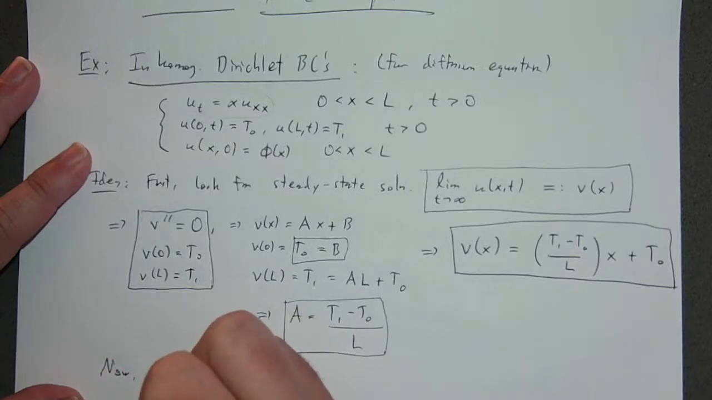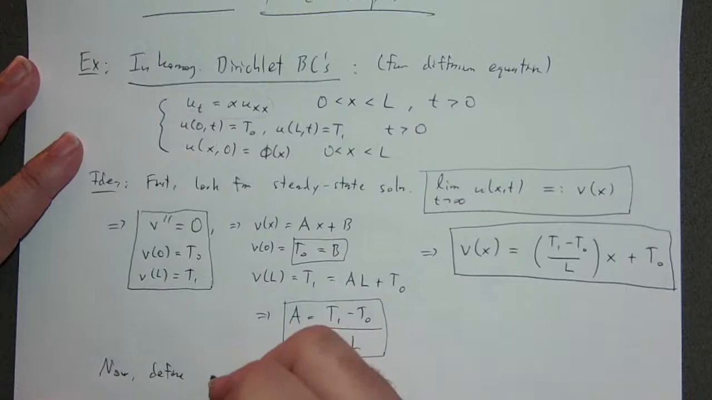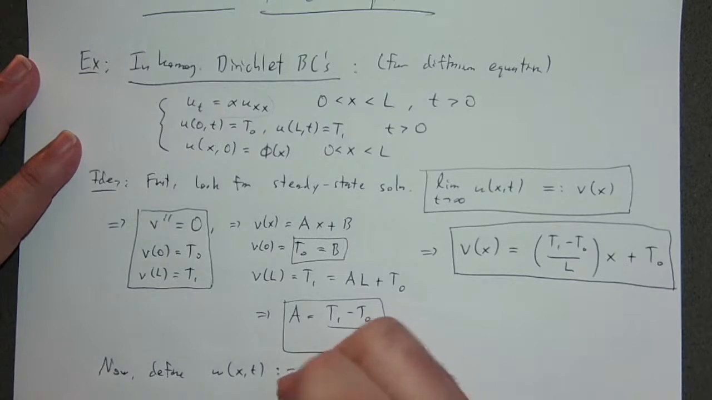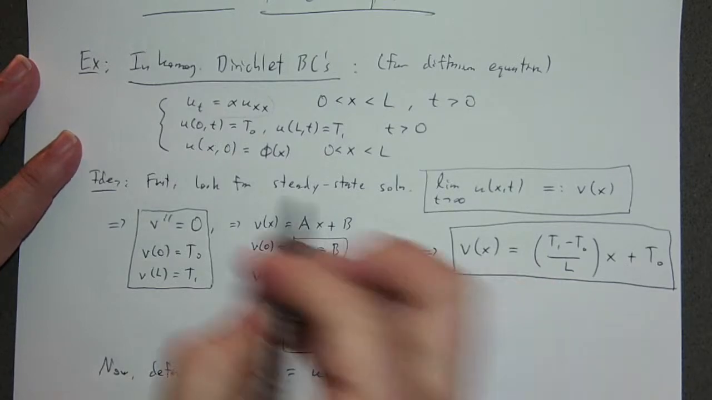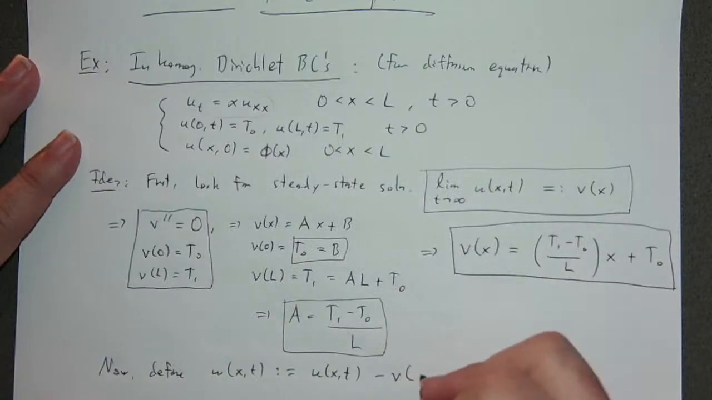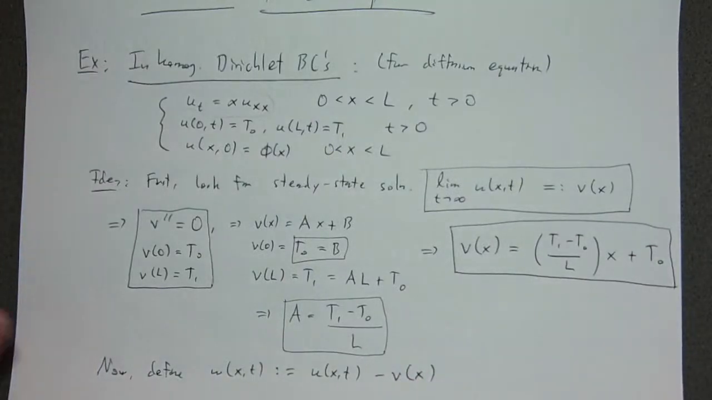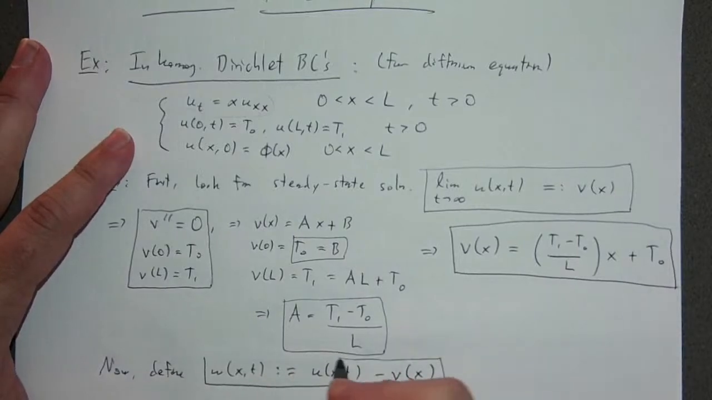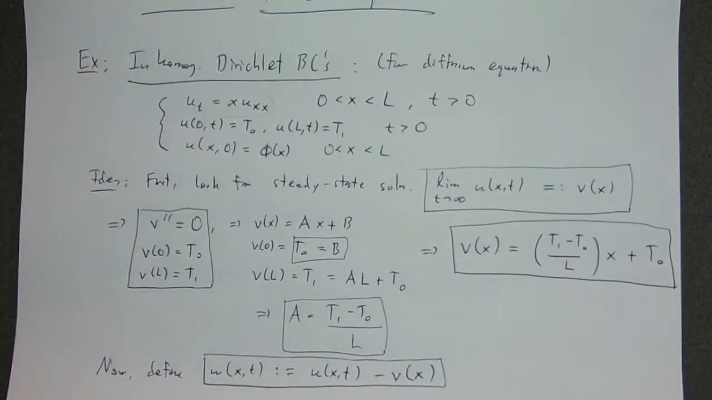Now, define W of x,t to be u of x,t, where u is a solution to this, minus this steady state solution. So I subtract off this steady state solution. This is a very important step. And you might say to yourself, why would I ever think to do this? Well, you get some tools in your tool belt once you've dealt with a certain type of problem a bunch of times.